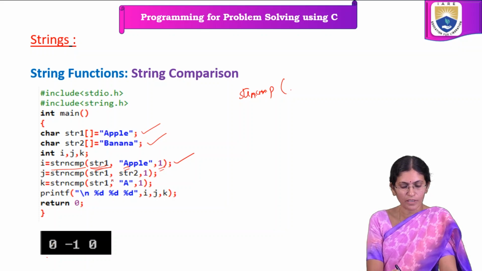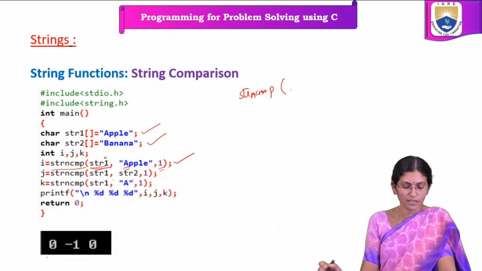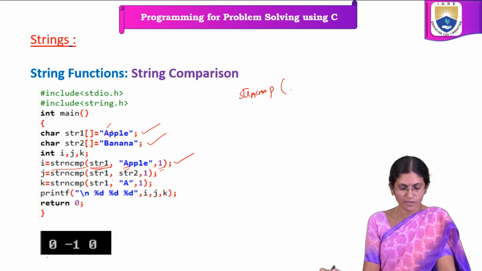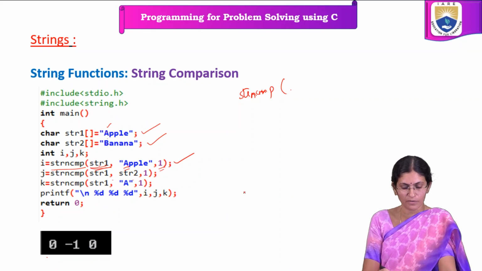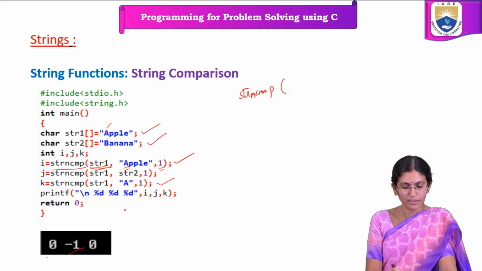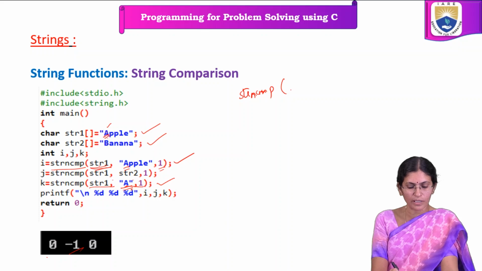Next, str1 comma str2. Here also it will compare the first character of both the strings, a and b, and they are not equal. So it will calculate the ASCII difference and return the value -1, since the value of this is 65 and the value of this is 66. So 65 minus 66 is -1, so -1 is the output. Next, the output of this statement is 0. Why? Because str1 is compared with capital A, and capital A and A are both equal, so it will compare only one character.